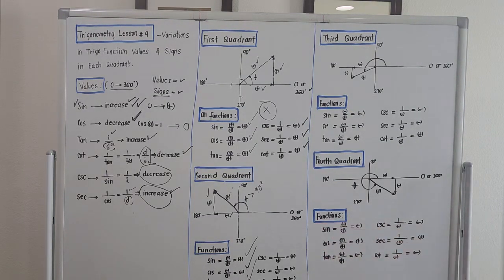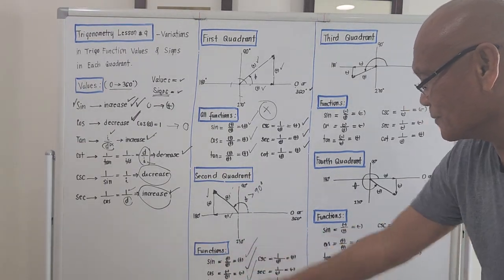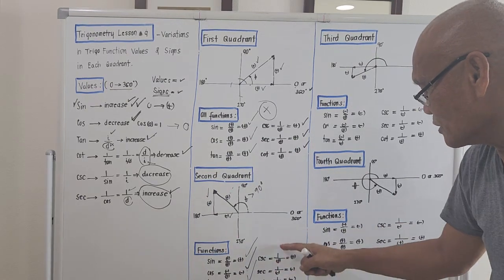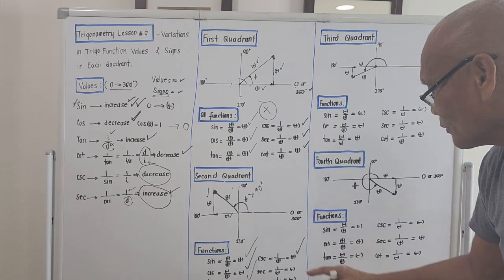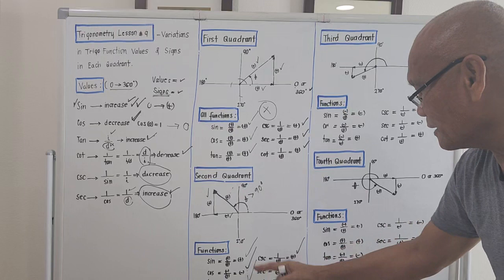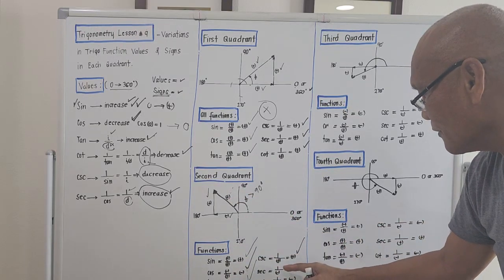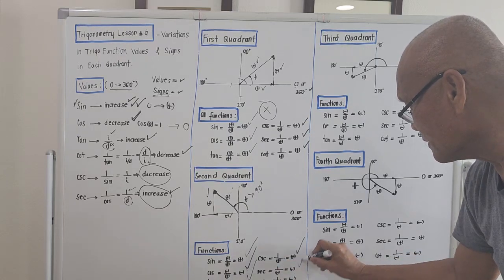For the remaining functions, it's easy now. You know sine, cosine, and tangent, just take reciprocals. Cosecant is the reciprocal of sine. So this is 1 over a plus, it will be a plus. So this one could be derived from the sine value. For the secant, it is the reciprocal of cosine. And cosine in the second quadrant is minus. So this is 1 over a minus, which is still a minus.